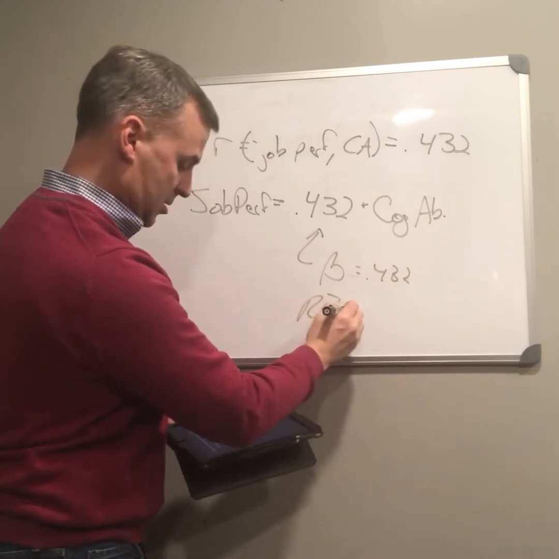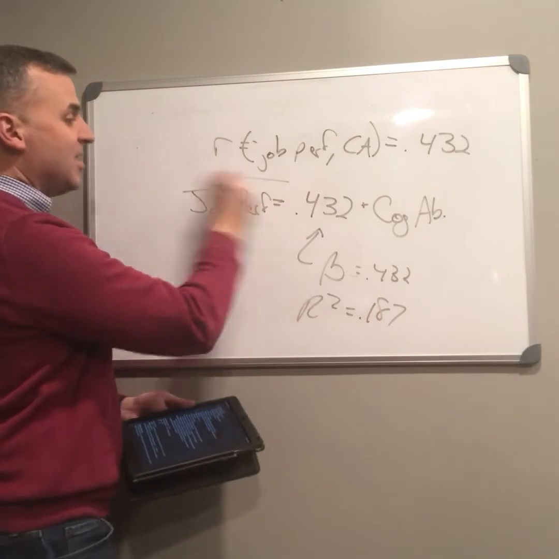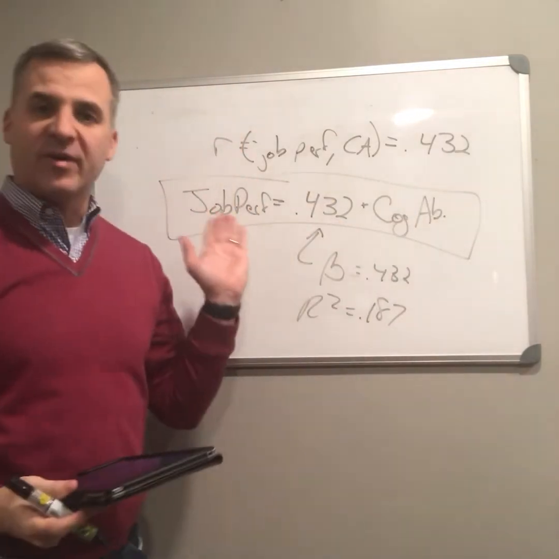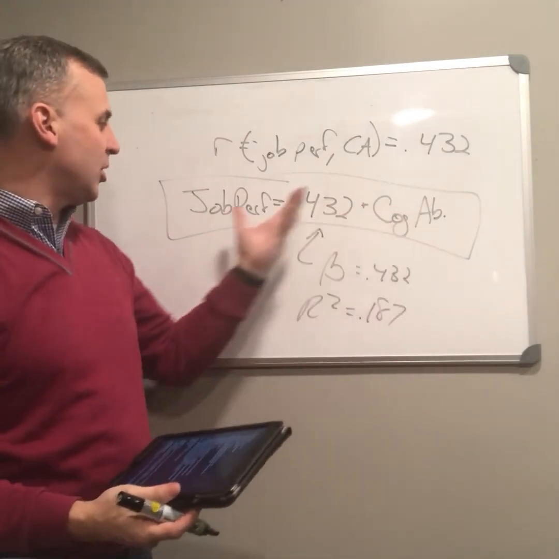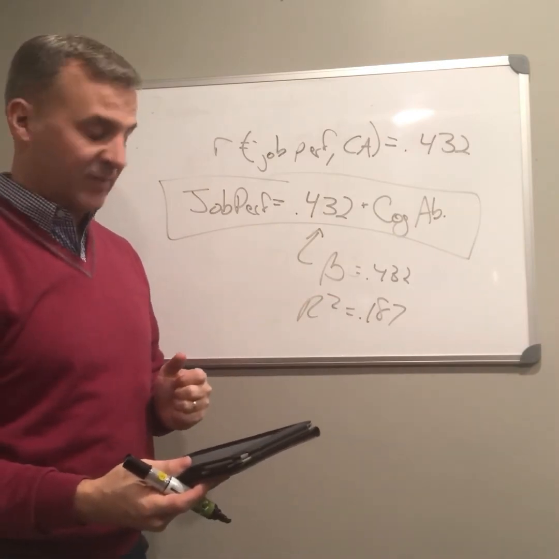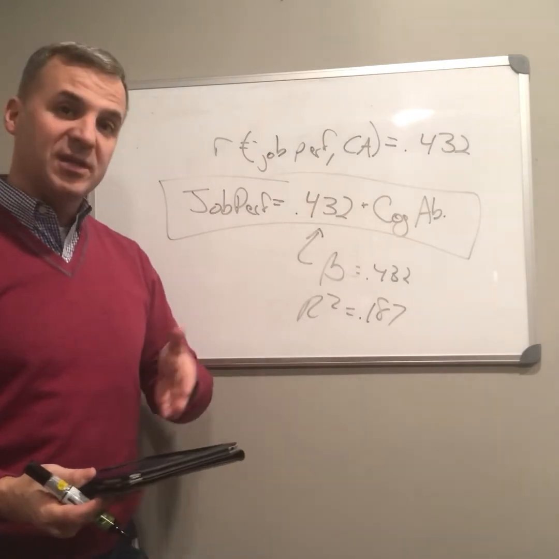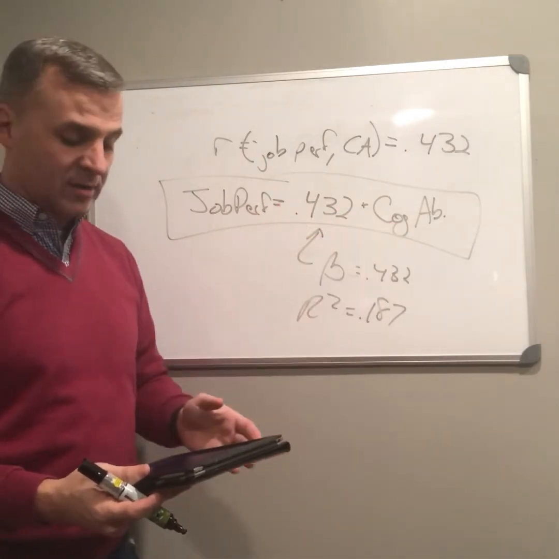R squared, in this case, is 0.187. So overall, this equation accounts for 18% of the variance in job performance. Cognitive ability predicts about 18% of differences in job performance. So for any particular difference in job performance, according to this study, we can predict 18% of that using cognitive ability.